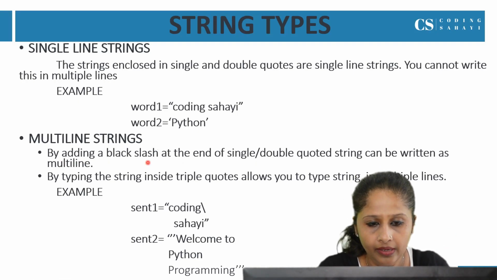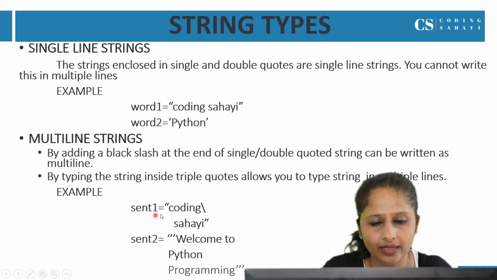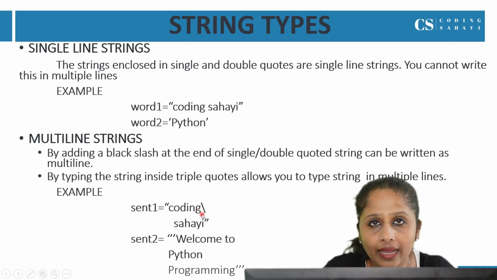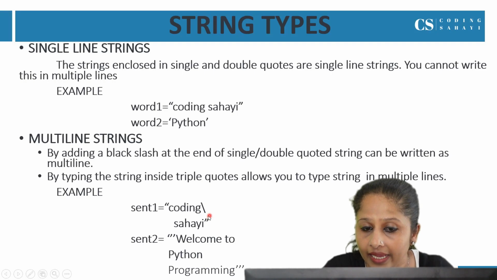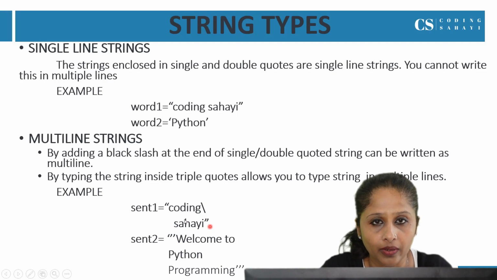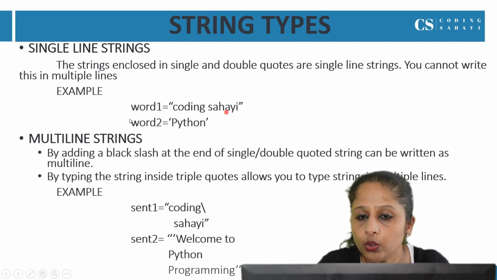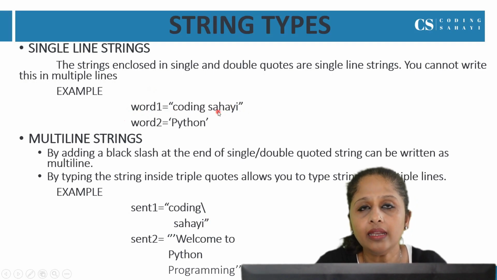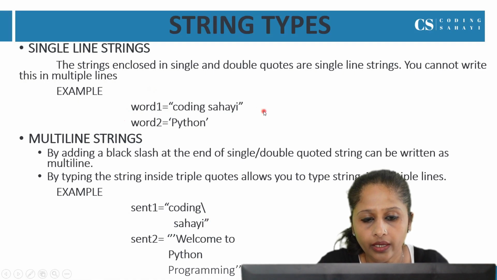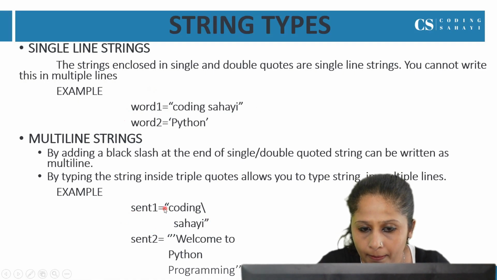Let's see an example. See here I have written sent1, that is sentence 1. It's a variable, so you can give any variable name, equal to coding. Then after that I am giving a backslash here. Then in the next line I am writing Sahai and then closing the quotes. So this is possible. For word1 equal to coding Sahai, we must write like this. But if you want to write it as 2 lines, then we can write word1 equal to coding, then backslash, Sahai. Like that we can write. So here sent1 is equal to coding backslash Sahai.